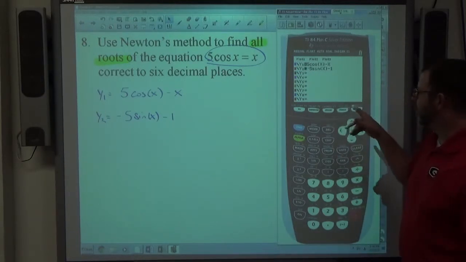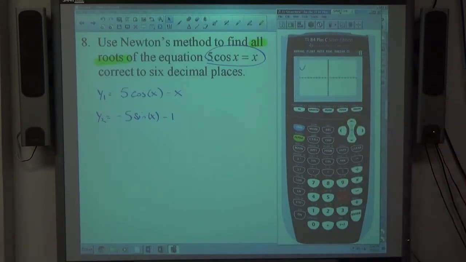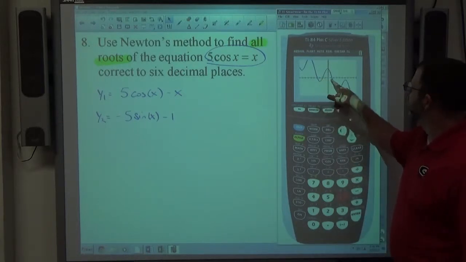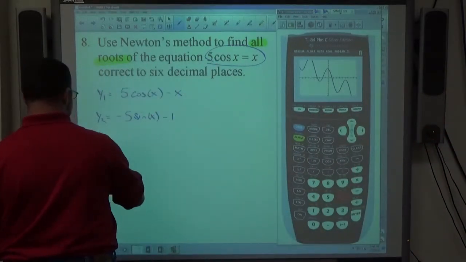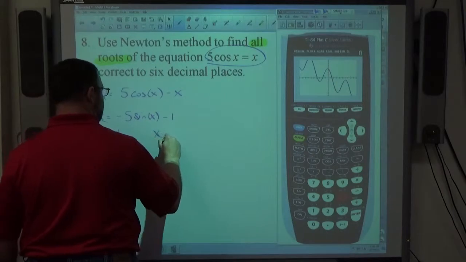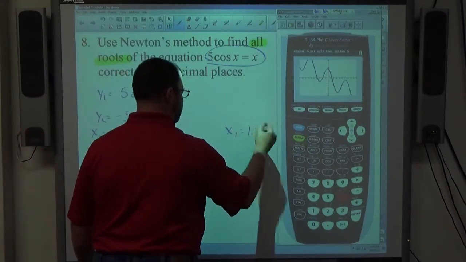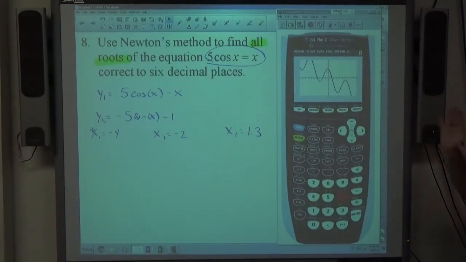As far as windows here are concerned, I don't know where the answers are, so I'm just going to zoom 6 and see anywhere it crosses the x-axis is something that matters to me. There's 1, 2, 3. Looks like 3 solutions altogether. So there's one around negative 4, one around negative 2, one around 1.3 maybe. All you need to do to the graph is get close enough that you're going to be getting to those answers.